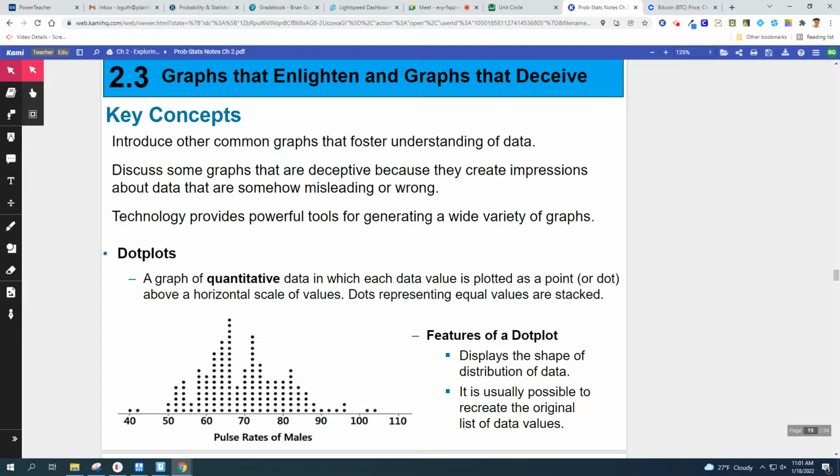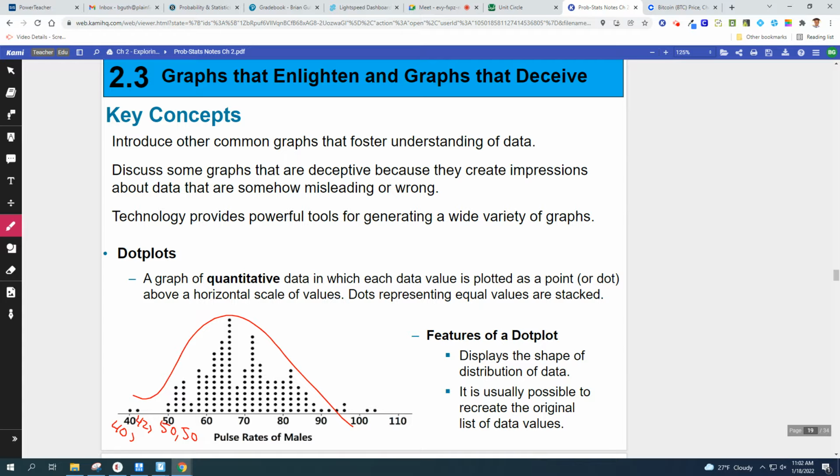So features of a dot plot: it displays the shape of the distribution. Sometimes you can tell if it's like a bell-shaped curve. It's usually possible to recreate the original list of data values. If you look at these points, I can see that the first number is 40, and the next number looks like it might be 42. And then I've got 50. Actually, there are two 50s, right? So if I wanted to, I could go through and list out every single instance of a number. I don't want to do that because it's going to take me all day because there are so many points, but we could tell each individual number there.